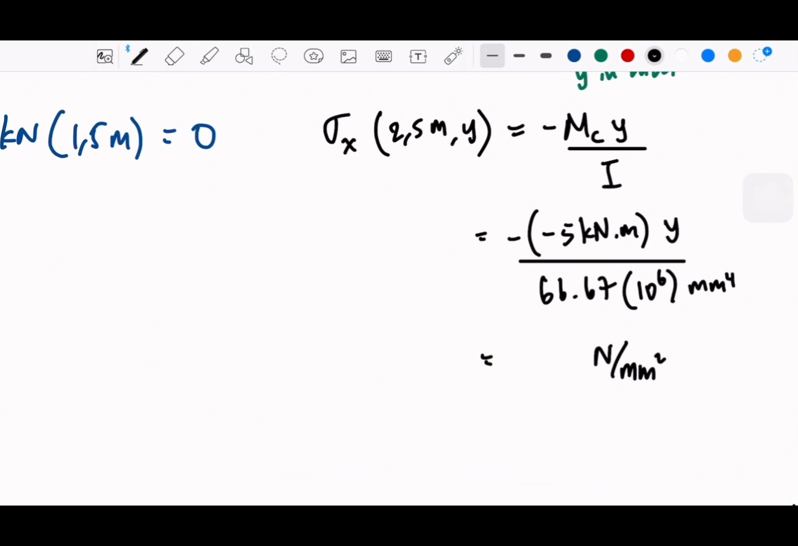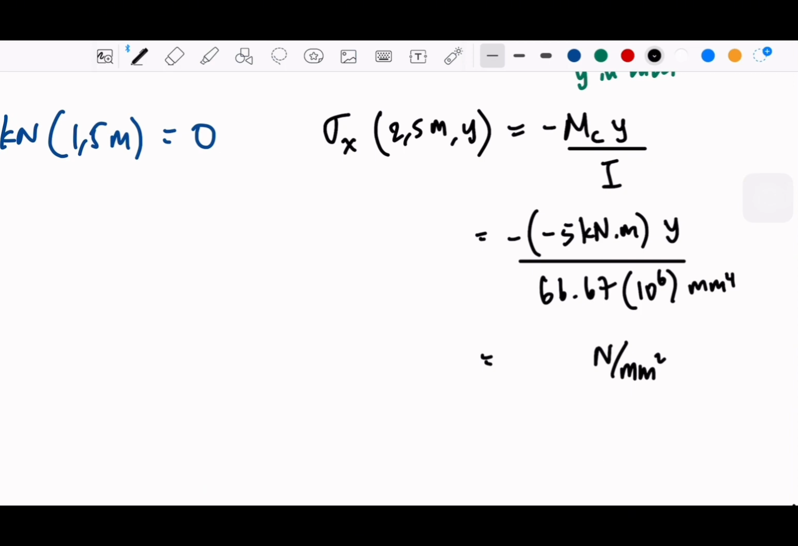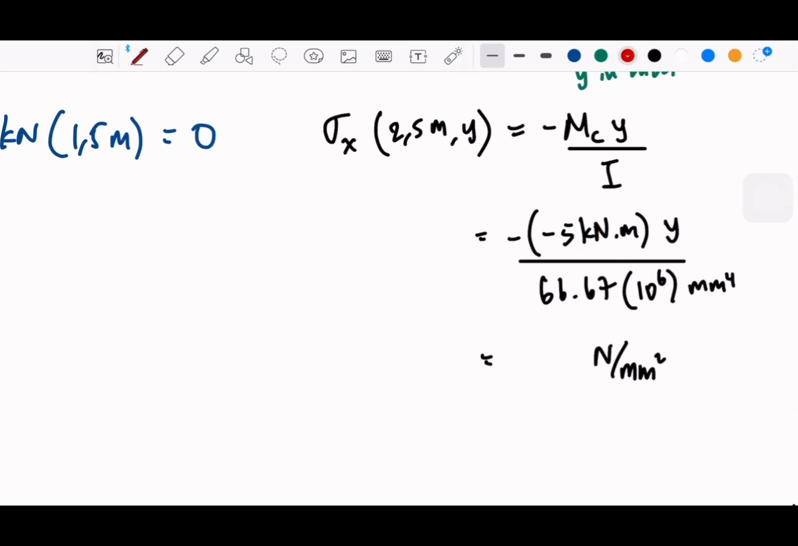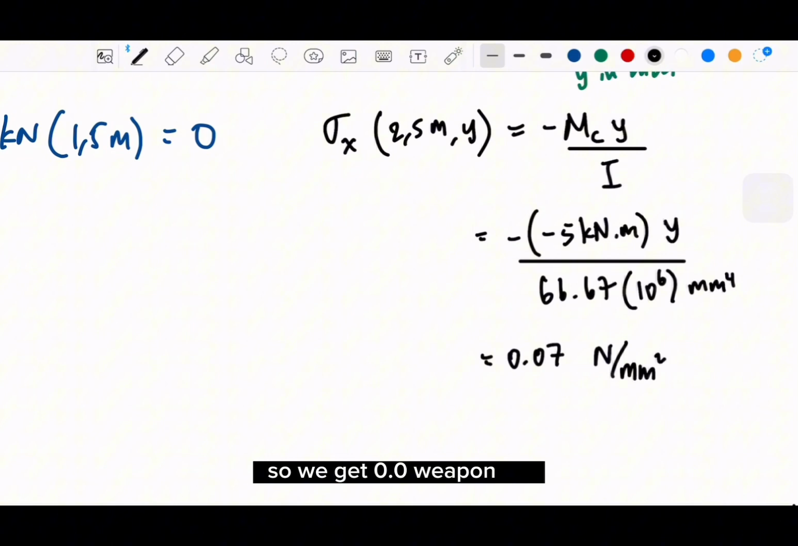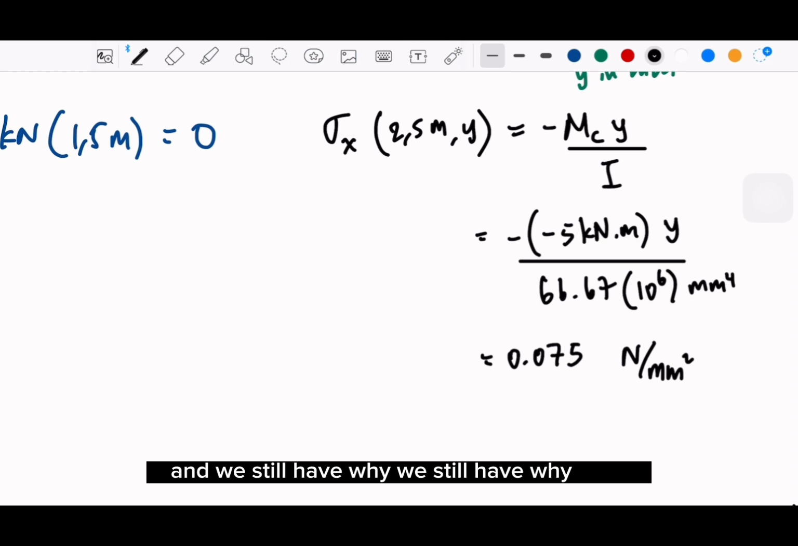Let me check with my calculator first to make sure that we have a correct answer. Yeah, I got so kilo here, and the meter we go to millimeters, so it's going to be millions. So we'll be canceling with this, right? Let me just divide this too, so we get 0.074, or let me just simplify to 5, and we still have y. Okay, we still have y.